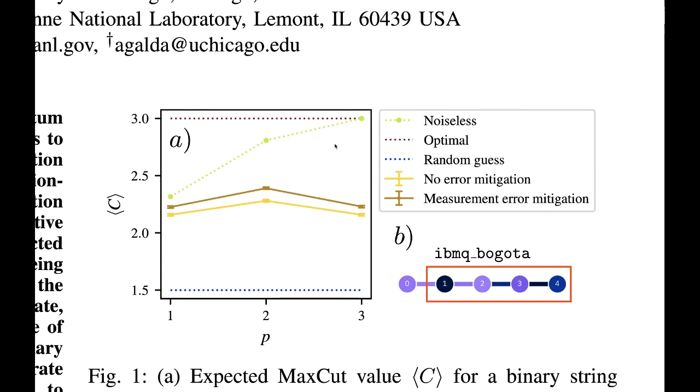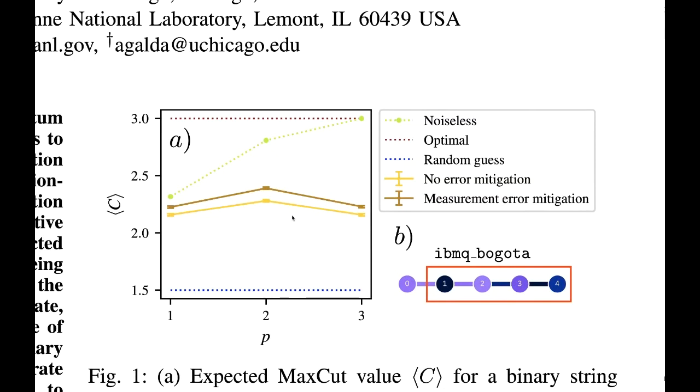Now, if we run on hardware and we start increasing the depth from P equals 1 to P equals 2, we get a little bit of improvement in expected value of the objective function, but it's well below the noiseless case. But if we go from P equals 2 to P equals 3 here, then our expected value of the objective function actually drops. So this is what noise does to you. So noise effectively imposes an upper limit on the number of QAOA steps that you can do.